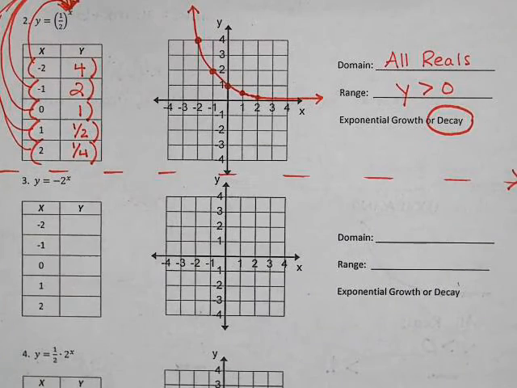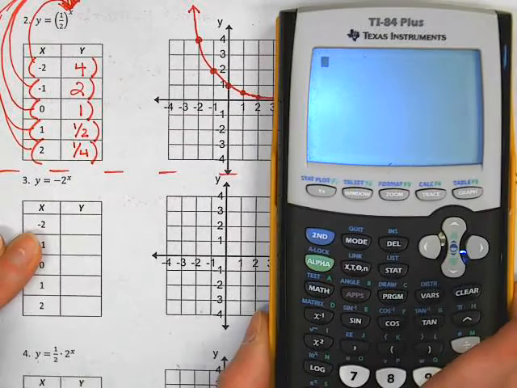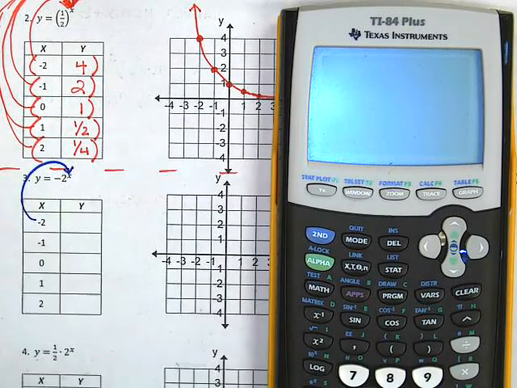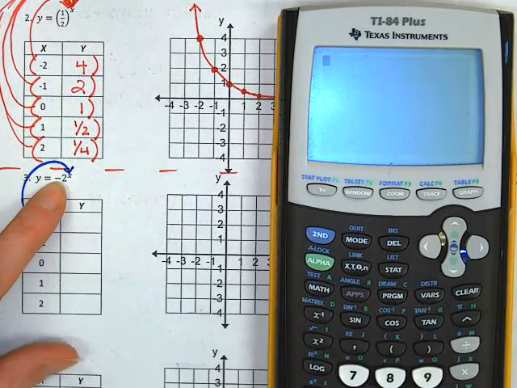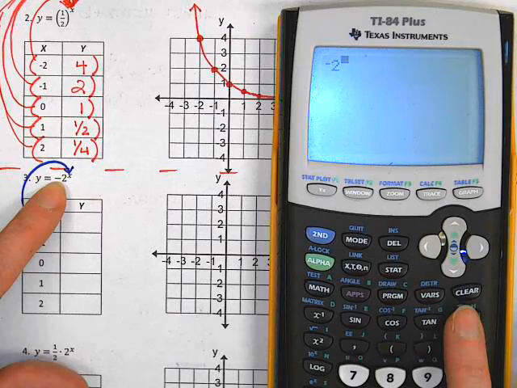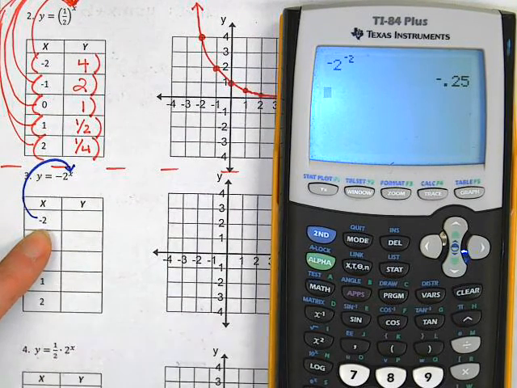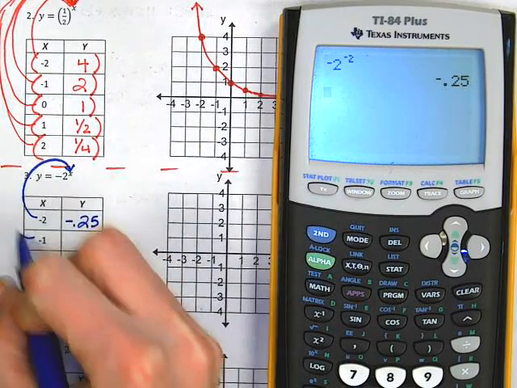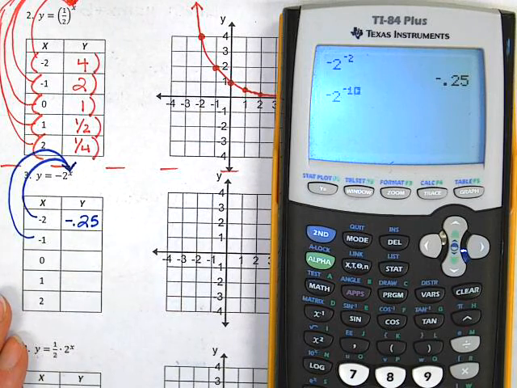Okay, so same thing. We're going to pull out our calculator and we're going to plug in these values. All right, so you guys are going to do negative 2 to the negative 2 power. Now there's no parentheses, so do not put parentheses. So negative 2 raised to the negative 2 power. And for that first one, you get negative 0.25. And then we do negative 2 raised to the negative 1 power. And for that one, you get negative 0.5.